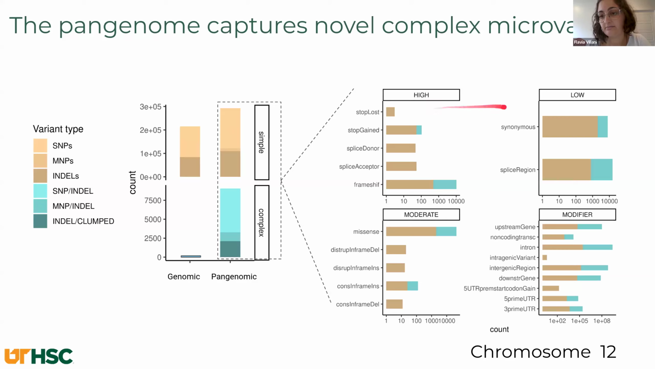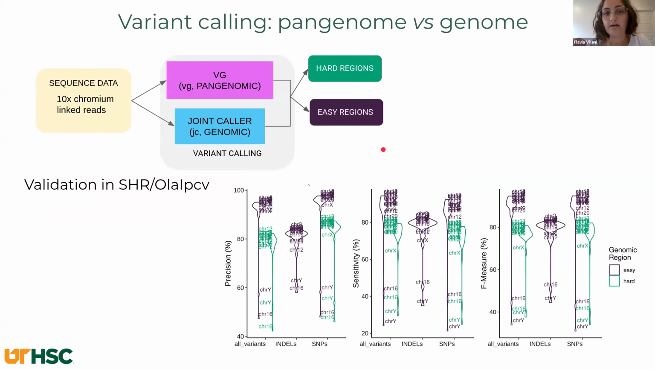You can see the impact of these variants, and you can see that we also have a lot of annotation for complex variants. Obviously, before proceeding to validate some new variation captured by the pangenome, what we did was see if the variants captured by the pangenome are also present in the genomic standard approach, and this is what we expected. And what I've done is divide the genome into two regions, the easy regions and the hard regions.